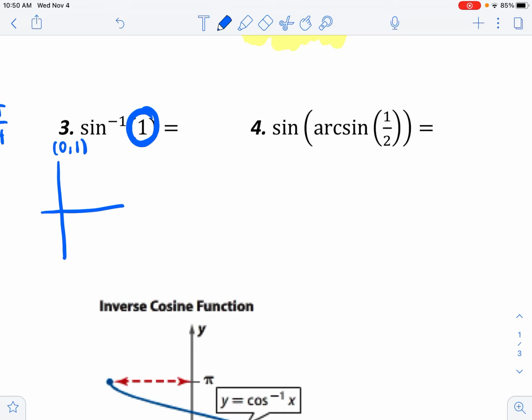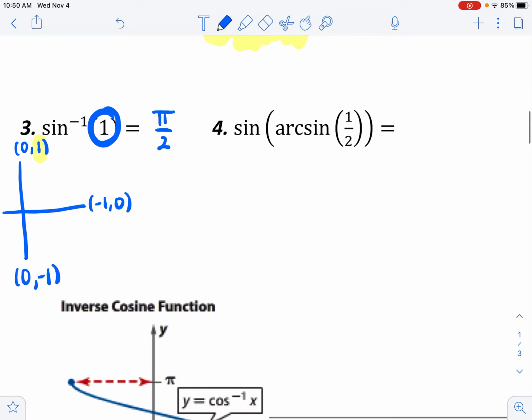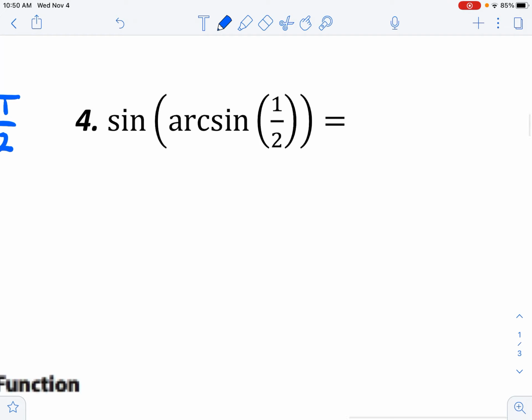Remember, I'm asking for where the y value is 1. What I like to do is write down all of my ordered pairs here. So I have 0, 1. This is negative 1, 0. And this is 0, negative 1. If you look, this y value is 1, this one's 0, and this one's negative 1. So my y value is 1 right there. And what angle is that? That is pi over 2.